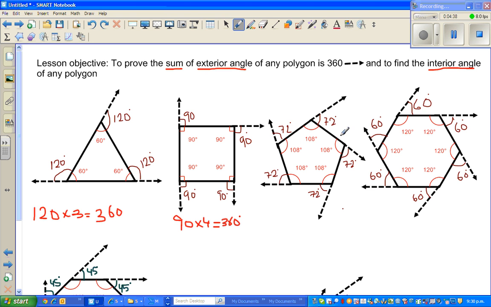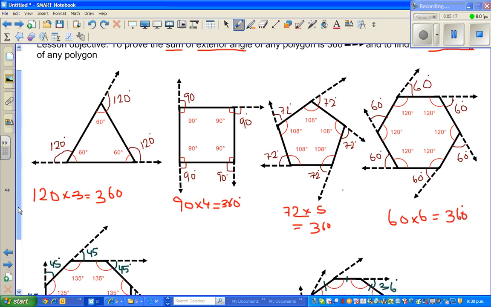In this case, each exterior angle is 72. So 72 times 5, because you've got 5 exterior angles. I don't know 72 times 5 directly, but I know 70 times 5 is 350, and 2 times 5 is 10, so 350 and 10 gives me 360. And here, there are six exterior angles, each measuring 60. So this is easy, 60 times 6. I know 6 times 6 is 36, so 60 times 6 is 360 degrees.